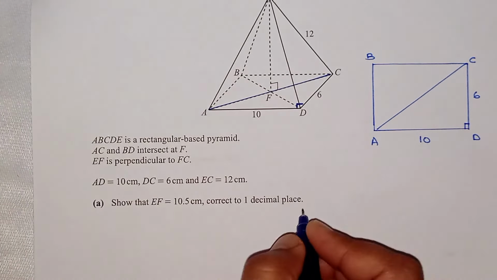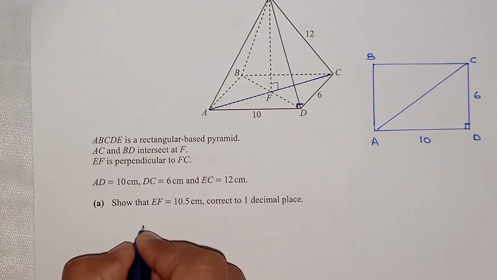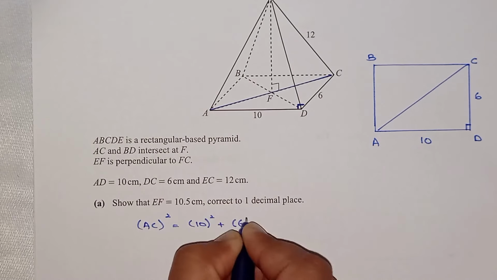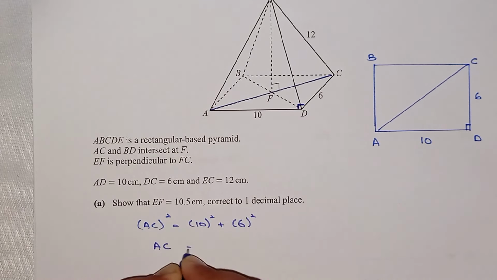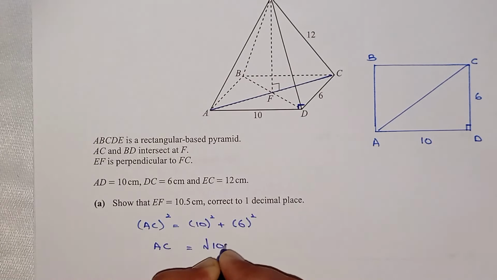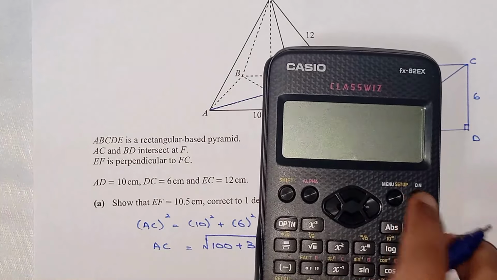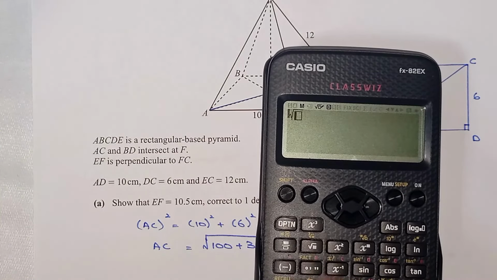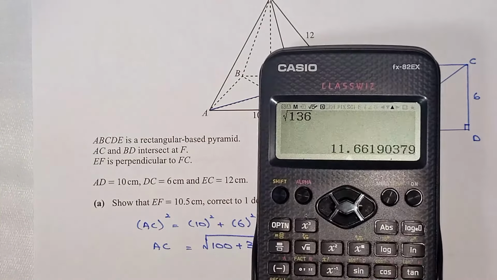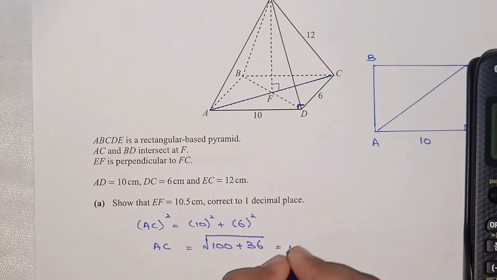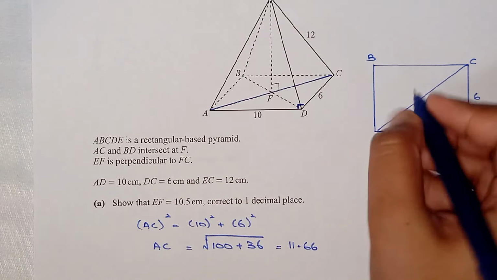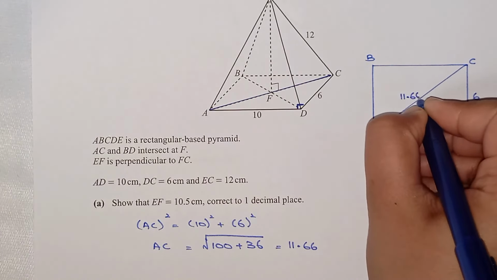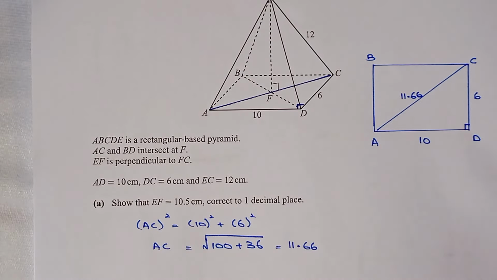So let me find AC. AC whole square would be equal to 10 square plus 6 square. So AC would be equal to square root of 100 plus 36. So what is AC? This is the square root of 136, which would be 11.66. This is AC, that is 11.66.